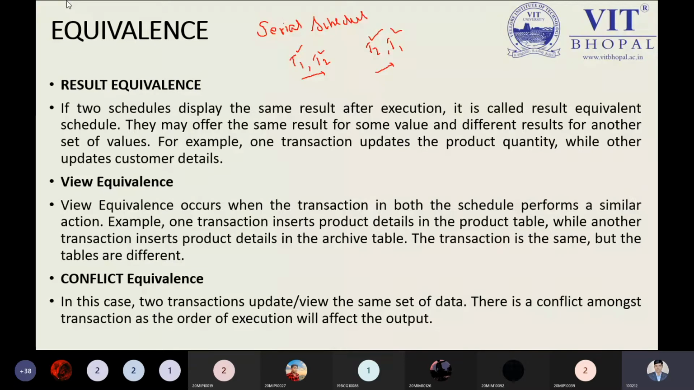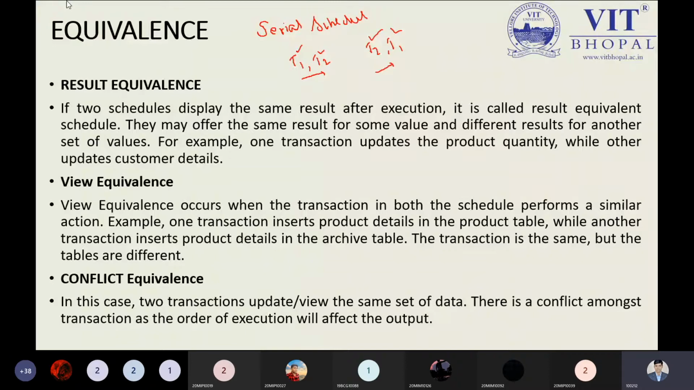Just listen to the first point: equivalence in terms of scheduling. If two schedules display the same result after execution, it is called a result equivalent schedule. They may offer the same result for some values and a different result for another set of values. This happened in our previous example, if you remember yesterday's class. For example, one transaction updates the product quantity while another updates the customer details. One transaction is trying to update the product quantity and the other follows by updating the customer details. So multiple transactions are executing simultaneously, but that is the point where we get the result properly.